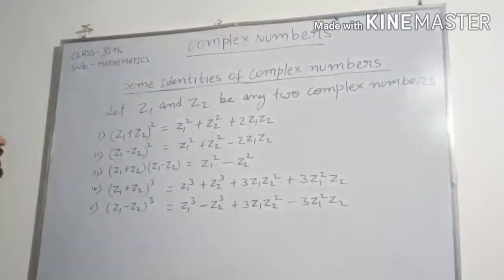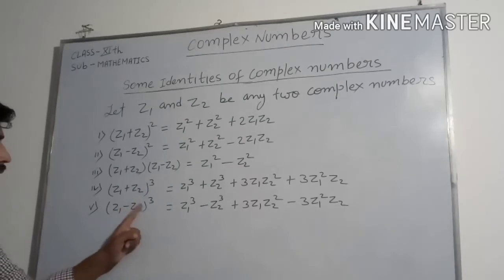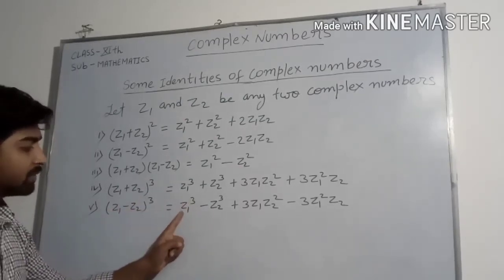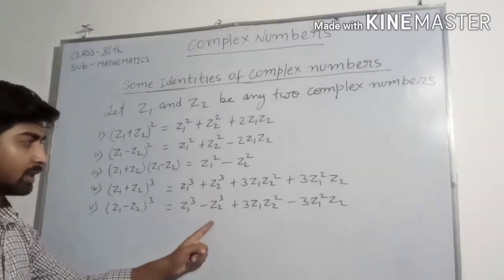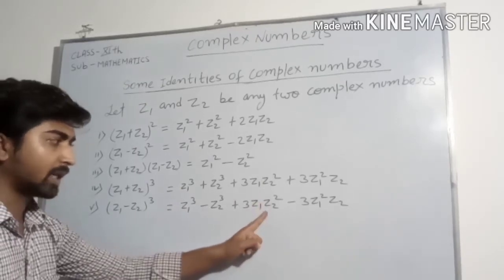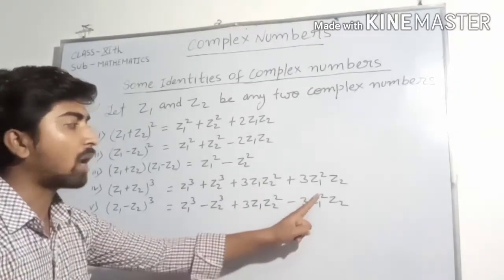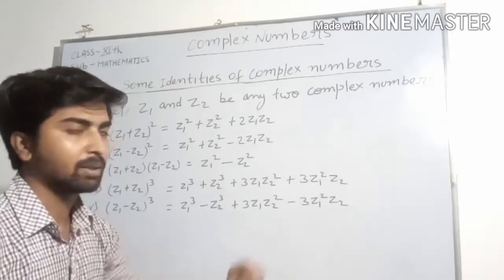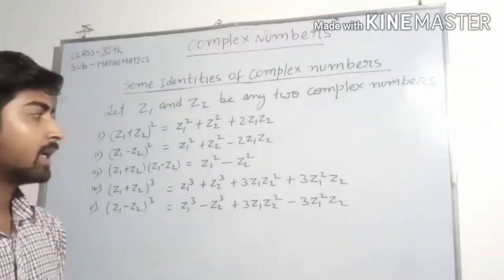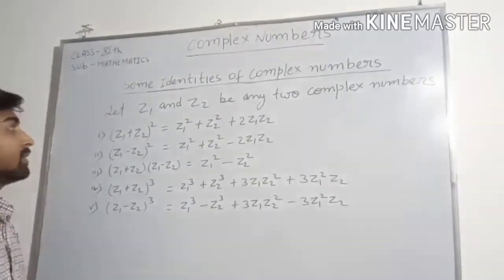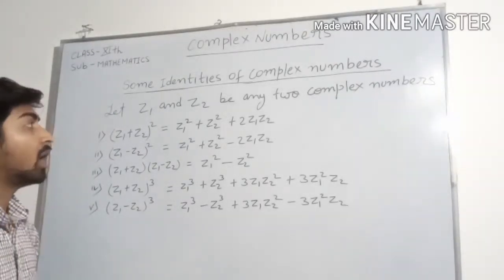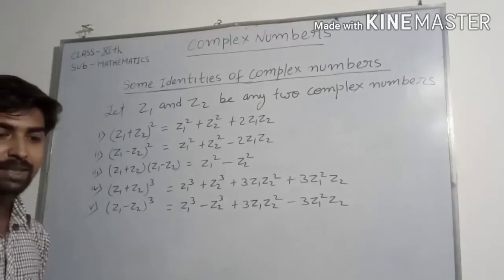And our fifth identity is whole cube of Z1 minus Z2 equals cube of Z1 minus cube of Z2 plus 3 into Z1 into square of Z2 minus 3 square of Z1 into Z2. These are identities of complex numbers. We can prove these identities. So let us discuss how we can prove them.